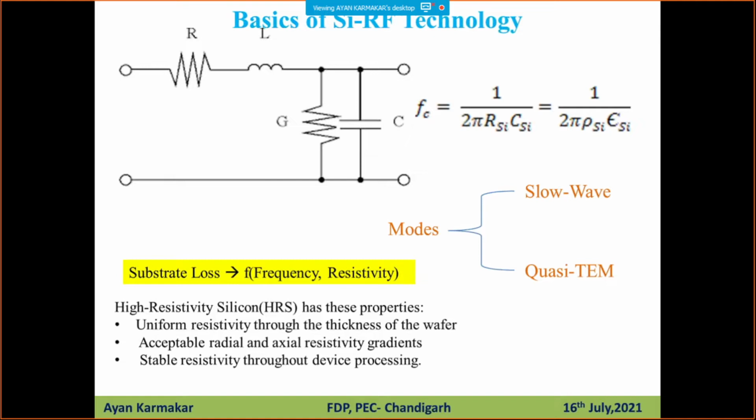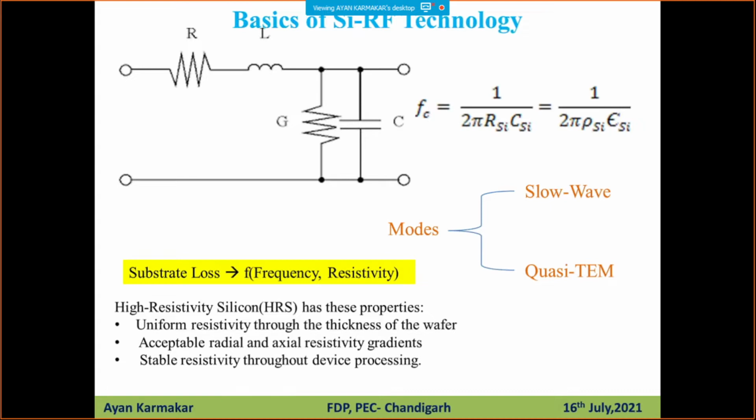If you go to these high resistive, or HRS, substrates, we will see that they have three basic properties. One is uniform resistivity throughout the thickness of the wafer, then acceptable radial and axial resistivity gradients, and finally stable resistivity throughout device processing. That means throughout the various kinds of temperature and pressure processing. Coming to the modes of propagation, basically two kinds of modes propagate through silicon. One is known as the slow wave mode, another is known as the quasi-TEM mode.